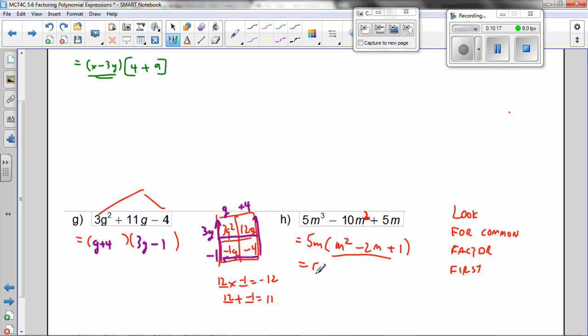It's not even a hard trinomial at all. I'm looking for numbers that multiply to get 1 and add to get -2. Well, those are -1 and -1, right? Two signs that are the same sign, and add to -2. And I can abbreviate that. This is going to be m minus 1 all squared.